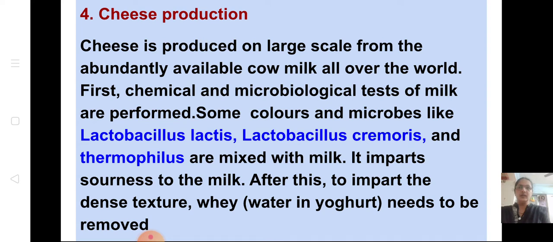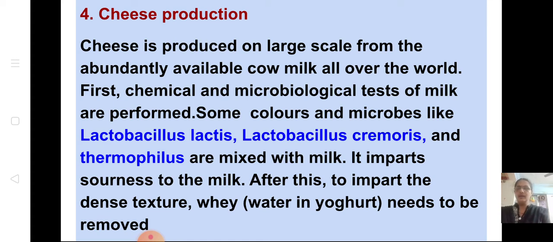Then some colors and microbes are added to it, like Lactobacillus lactis, Lactobacillus cremoris and Thermophilus. All these are mixed with milk. These names of the microorganisms are important also. When you add these, it imparts sourness to the milk.